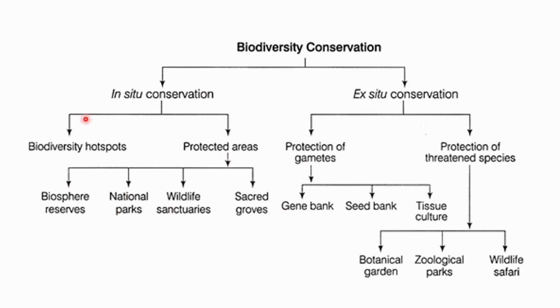In situ conservation includes the biodiversity hotspots, protected areas like biosphere reserves, national parks, wildlife sanctuaries, sacred groves, and ex situ conservation involves the protection of gametes since these species are nearly endangered or are on the verge of extinction. So the scientists try to protect their gametes by collecting those gametes in the gene bank so that they can perform in vitro fertilization. And then whenever the species are enough to be introduced into the natural habitat, they will be introduced later. So protection of gametes can be done in gene bank, seed bank for the plants, or tissue culture. And for the protection of threatened species, we can have botanical gardens, zoological parks, wildlife safaris.